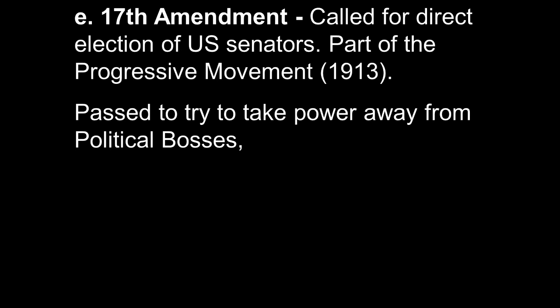And then you got the 17th Amendment, which called for the direct election of U.S. senators, and it was part of the progressive movement in 1913. So nowadays, all the way up till now, obviously, if you're voting for a U.S. senator, everybody in that one state votes for the U.S. senator, and it's a popular election.